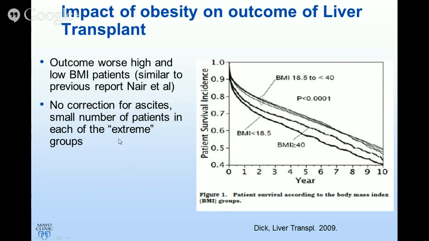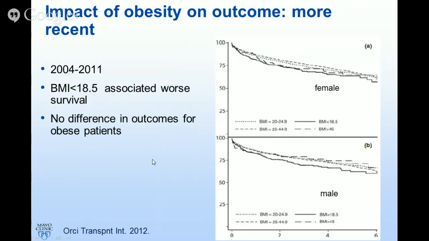But this study was limited by the fact that there weren't that many patients in these really heavy or really light groups. And then additionally, they didn't actually correct for the fact that some of these very heavy patients had a lot of fluid in their abdomen. That fluid, called ascites, actually increased their weight, and they weren't necessarily as heavy as that. They had this special problem with ascites fluid.